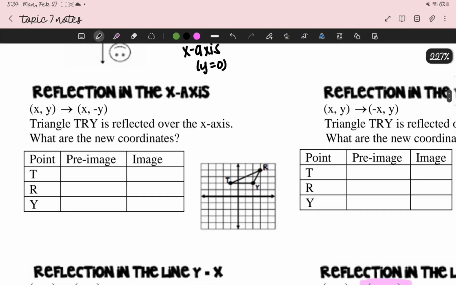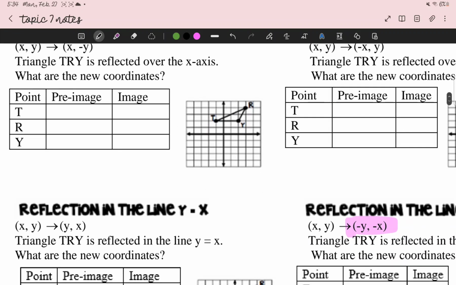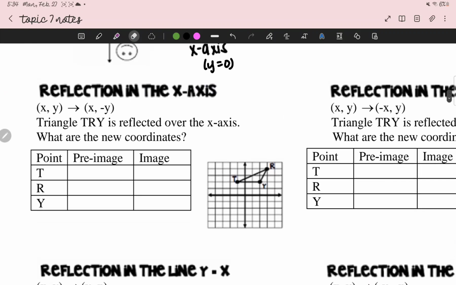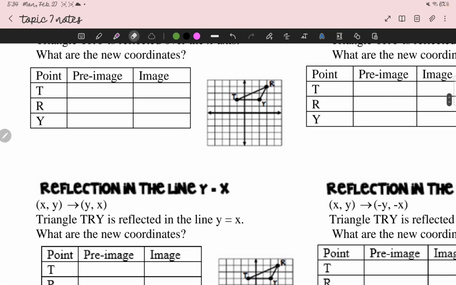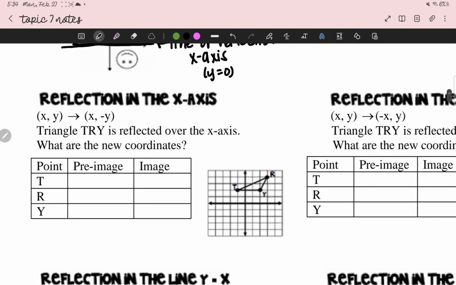All right, moving on. There are four main ways that we'll see reflection here. It'll be a reflection over the x-axis, the y-axis, the line y equals x, and the line y equals negative x. If you reflect across the x-axis, then you're just keeping the x the same and changing y to its opposite.